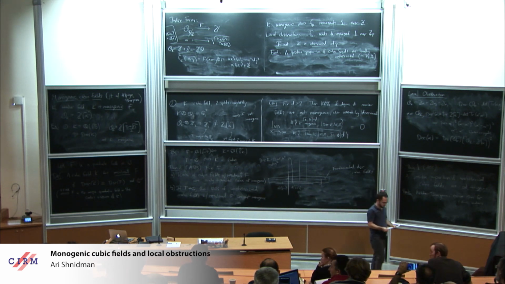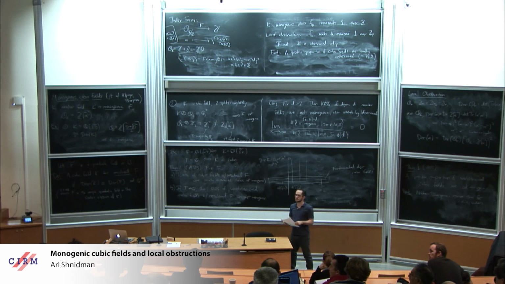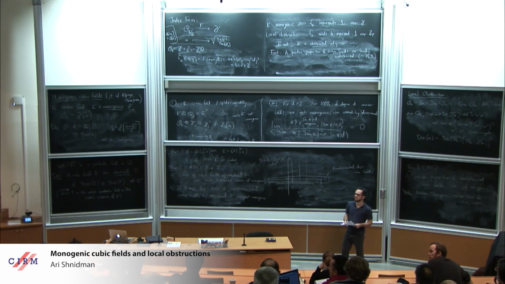So you said when you fix the quadratic resolvent, 100% of number fields are non-monogenic. Yeah. Can you give the quantitative value for monogenic fields? For monogenic? Yeah. That we just have some upper bound.